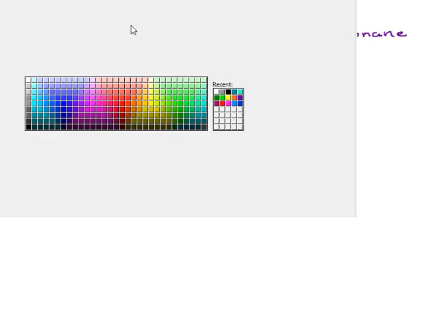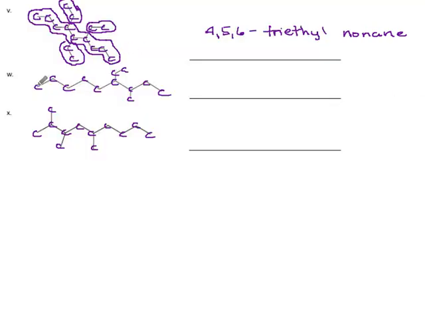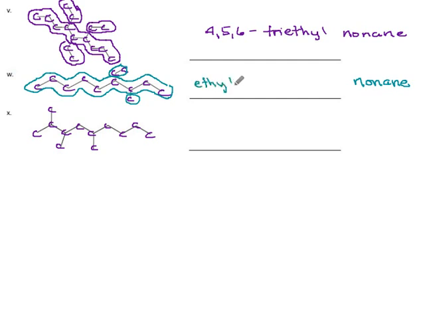All right. How about this one? 1, 2, 3, 4, 5, 6, 7, 8, 9. Nonane strikes again. Okay, this is an ethyl group. This is a methyl group. In alphabetical order, the ethyl comes first. So this will be ethyl methyl nonane. And now we just need numbers. Ethyl, will you help us this time?